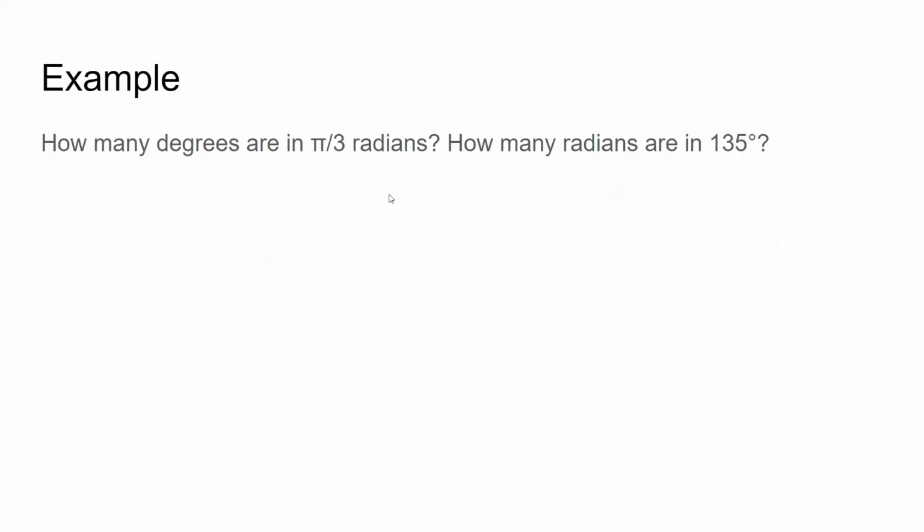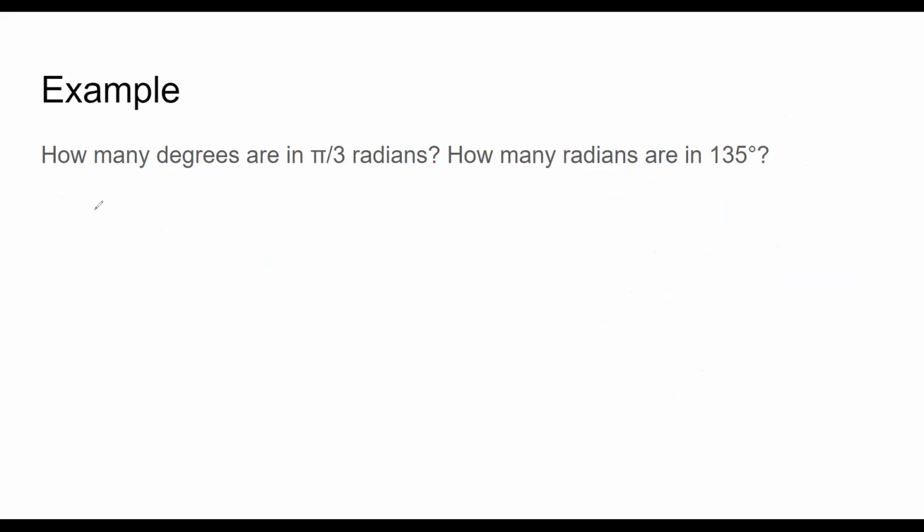Let's do some quick conversions here. If we're looking for how many degrees are in pi over 3 radians, well, pi radians is equal to 180 degrees. So pi over 3 radians is equal to 180 degrees over 3, which is 60 degrees.